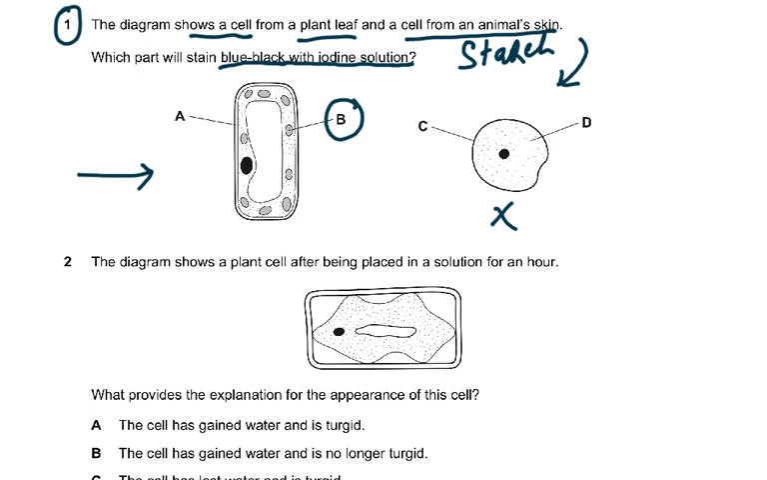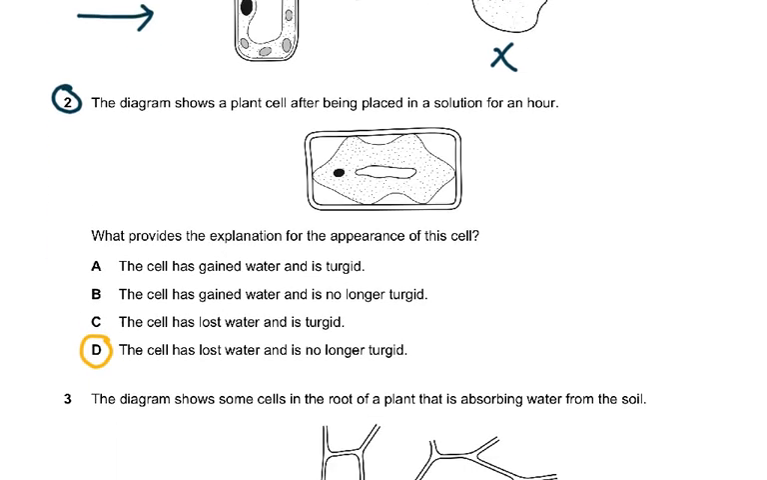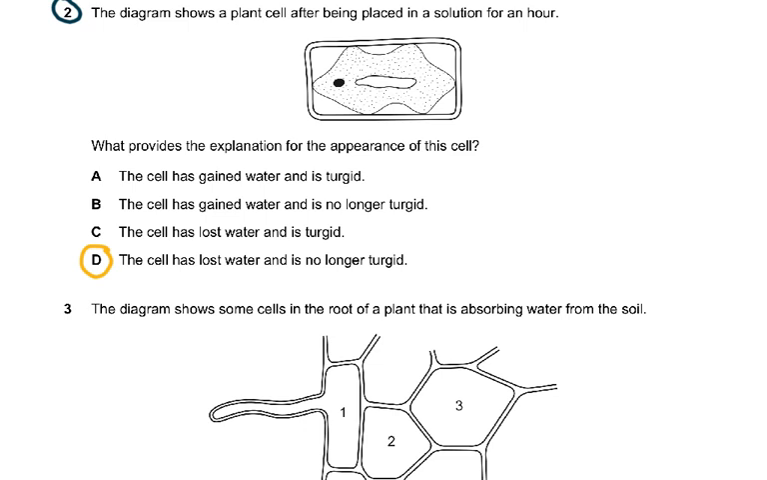Now A is the cell wall, which is made up of cellulose. Cellulose is a polysaccharide. But B is the chloroplast, and inside the chloroplast you have starch. So that is why the answer is B. Then next, question 2. The diagram shows a plant cell after being placed in a solution for an hour.